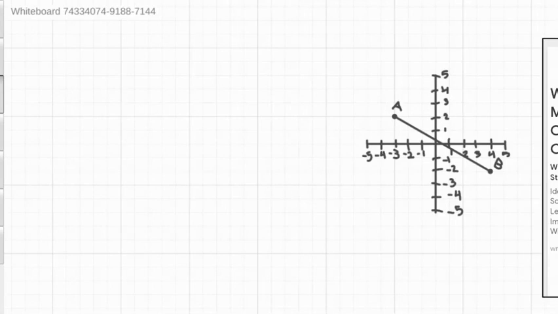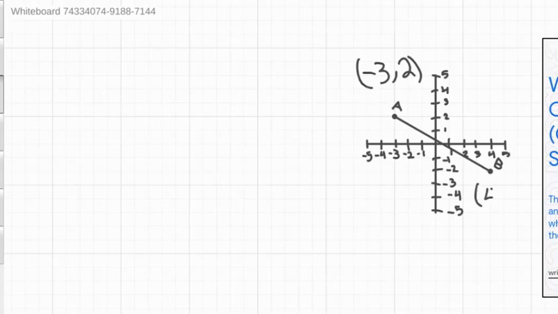Alright, let's do some practice. We're going to find the distance of this line AB. So let's find the coordinates first. So for coordinate A, it's going to be -3 and 2. And for B, it lines up with 4 and -2, so our coordinate will be 4, -2.